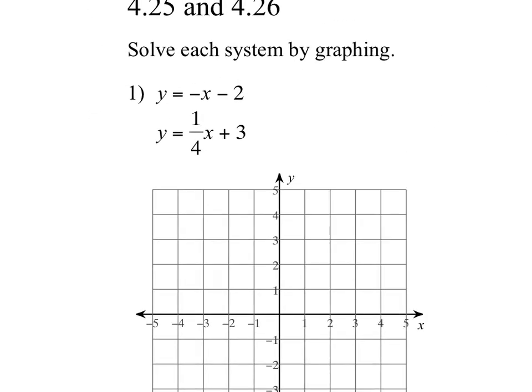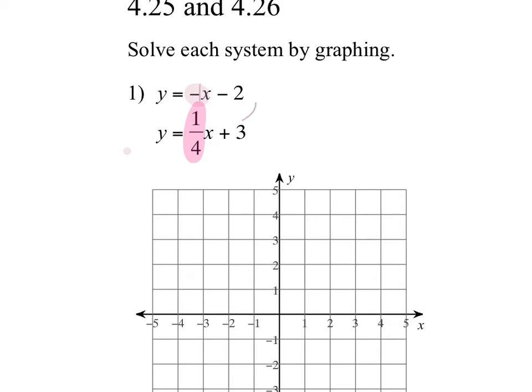It says solve by graphing. You will see on this first equation, I have a slope that's actually a -1. It's a ghost one, it's just not written. And then on the other equation, I have a slope of 1/4. So I'm going to graph the upper equation first.